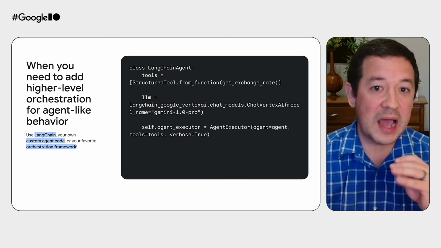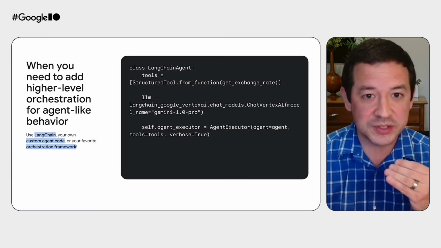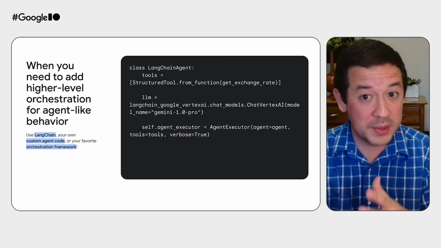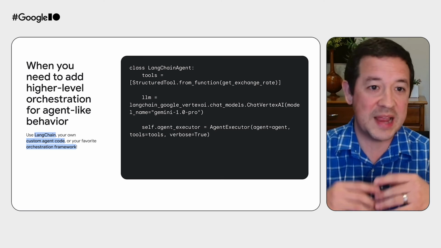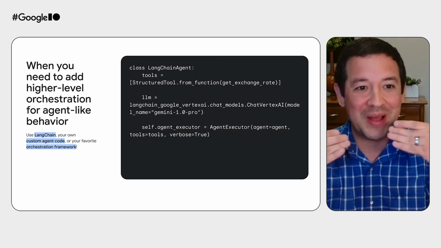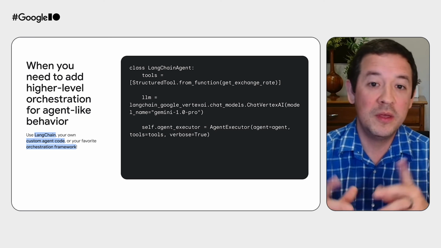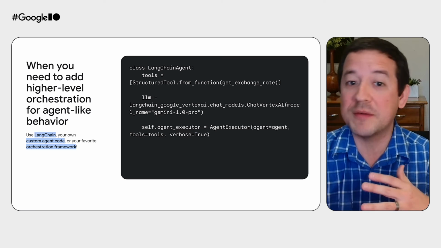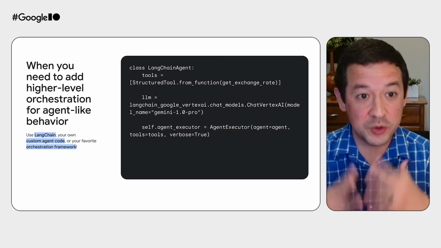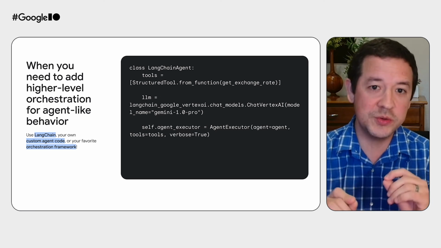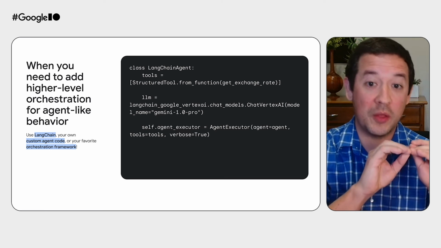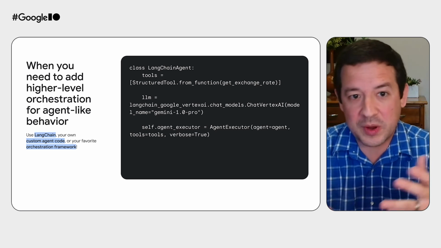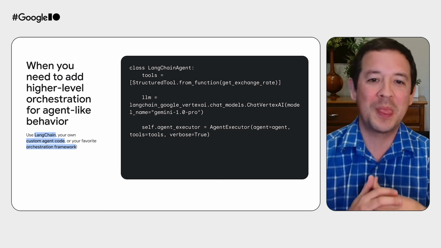When you need to add higher level orchestration to get agent-like behavior, you can implement your own custom logic with LangChain or Llama Index or any other framework to handle that function calling, API call, and function response loop. Function calling in the Gemini API doesn't replace or get in the way of how you want to implement orchestration in your own apps. You can actually use function calling in Gemini on its own with no additional frameworks, or you can bring your favorite framework. Choice is totally up to you.